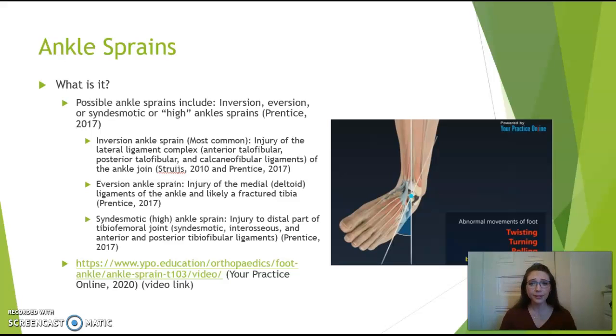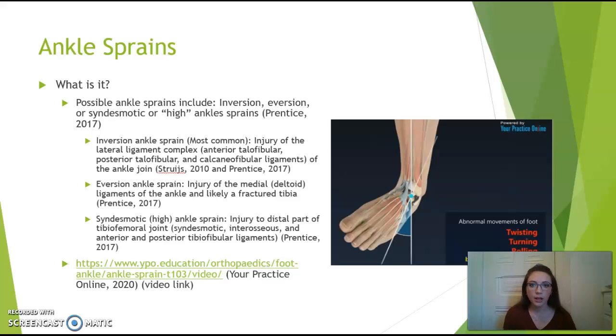Okay, so ankle sprains are the most common. There's inversion, eversion, and high ankle sprains. Inversion is the one we're going to be talking about because it's the most common out of the 3. Eversion only makes up about 5 to 10%, so it kind of just proves inversion is the most common.